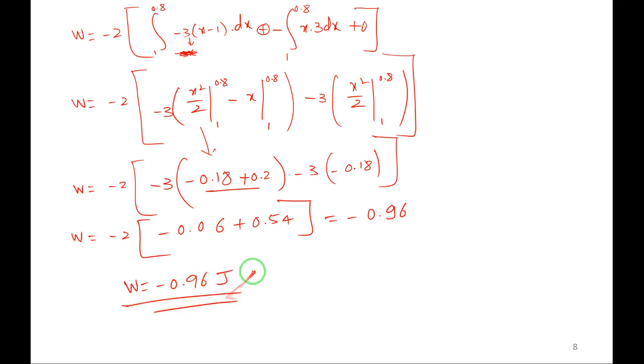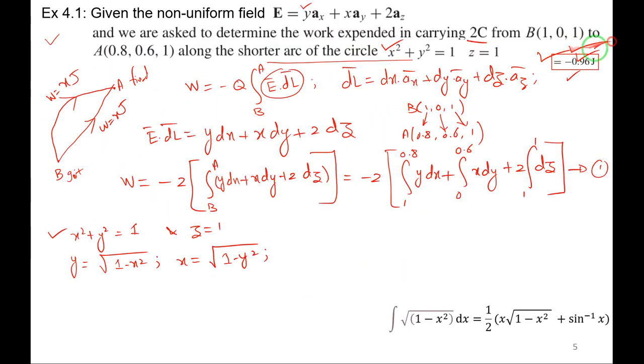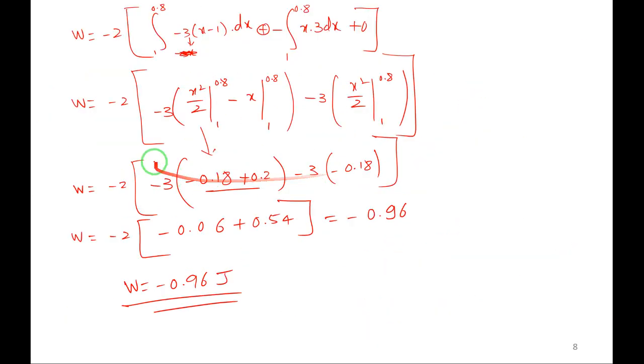It is the same as the first problem, right? Here we have taken the straight line, and the answer is minus 0.96, same as the first problem. So from these two problems, what have we proved? The work done in order to move a charge in a static uniform or non-uniform field is independent of the path chosen. It may be a circular path, a straight line path, or a curved path, anything like that.